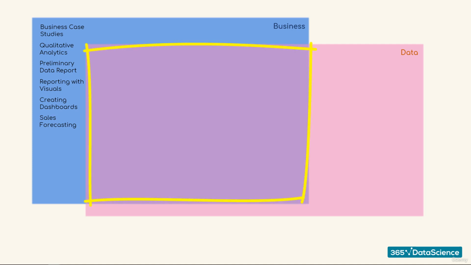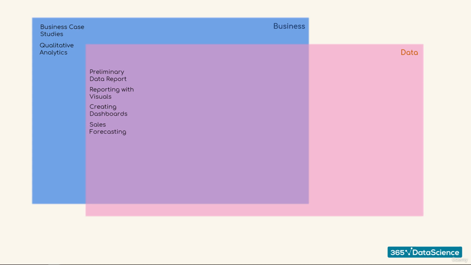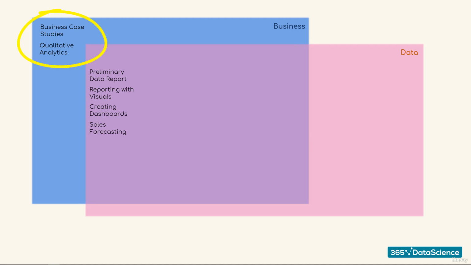So let's see. Which of the subfields from our list represent data? Well, you'll need data to create a preliminary report, a visual representation of the performance of your company for last year, such as a dashboard, and also a forecast for the future sales of your company. These sit comfortably in the overlapping area. Great. There are two terms, business case studies and qualitative analytics, that belong only to the business sphere. They're not related to work with data.